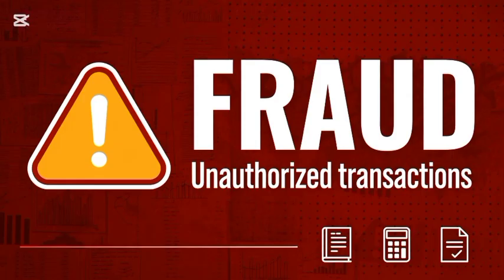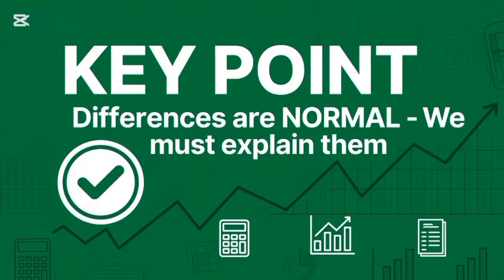Slide 14. Other reasons. 5. Errors. You recorded the wrong amount. 6. Interest earned. The bank added interest and you didn't record it. All these cause differences. Slide 15. Whose record is correct? Both can be correct. That is why we reconcile to find the truth.